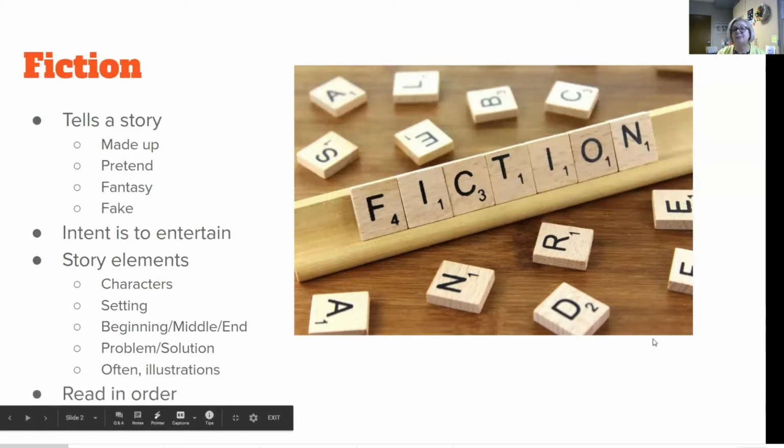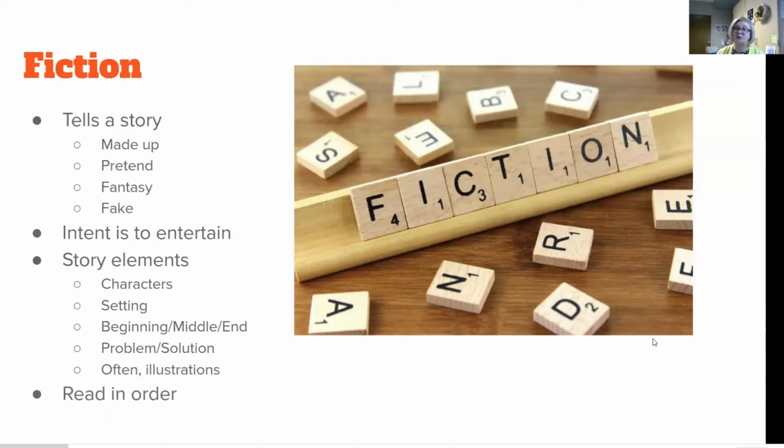A fiction book is a book that you have to read in order. Remember, I said that the story elements include a beginning, a middle, and an end. So a fiction story doesn't make sense if you start reading it in the middle. You have to start at the first page and read the book all the way through in order to get the full story.